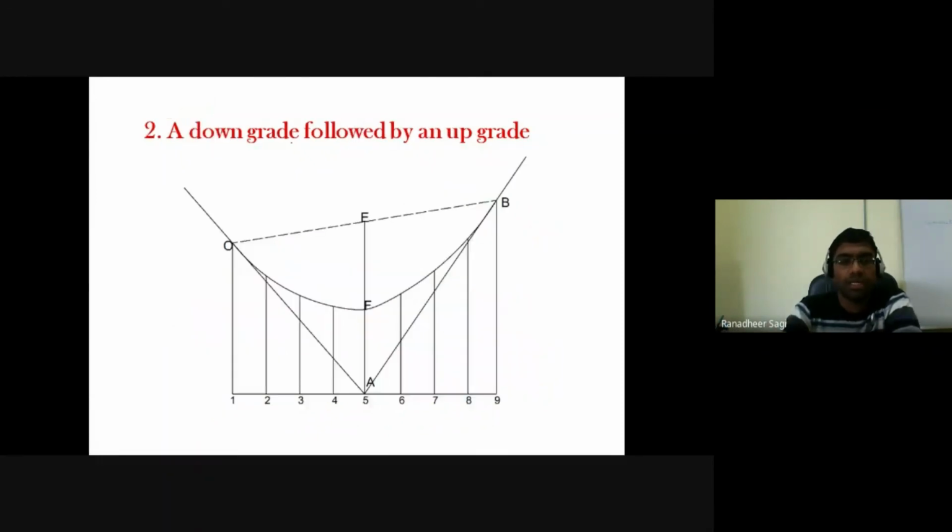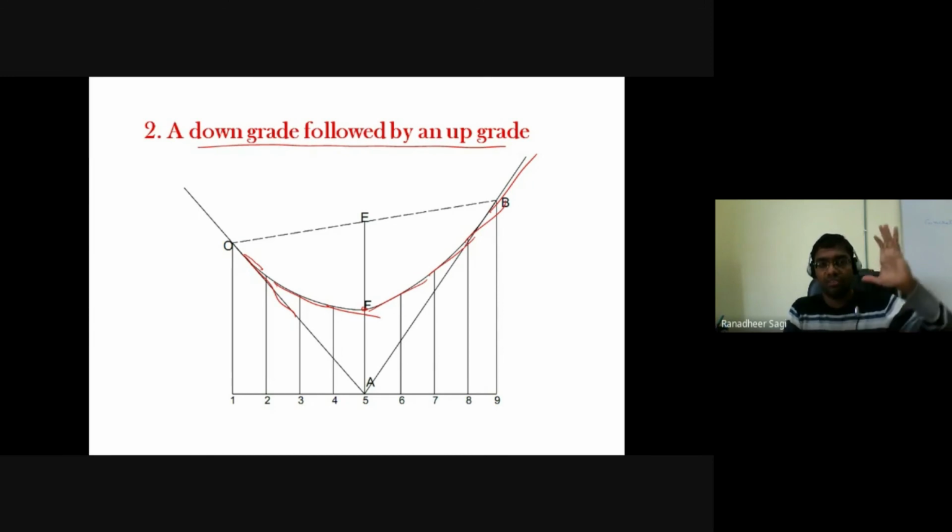This is one type. Another type could be a downgrade followed by an upgrade. If you look from point O to point F, anywhere along that portion of the curve you draw a tangent, the slope you get is negative. And from point F to point B, whenever you draw a tangent, the tangent has a positive slope. So the portion of the curve with negative slope followed by the portion with positive slope is called a vertical curve of downgrade followed by an upgrade.